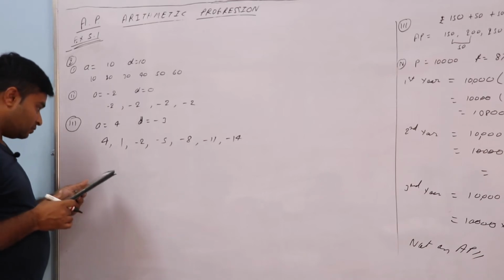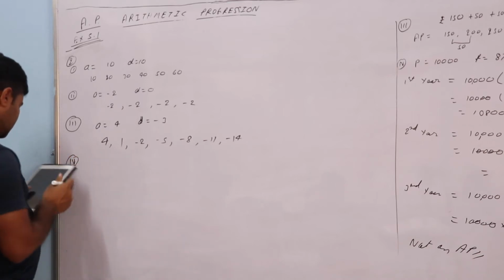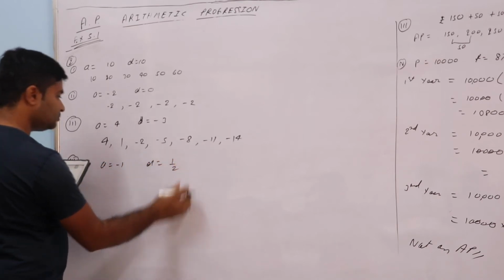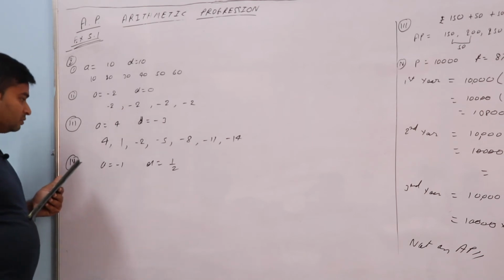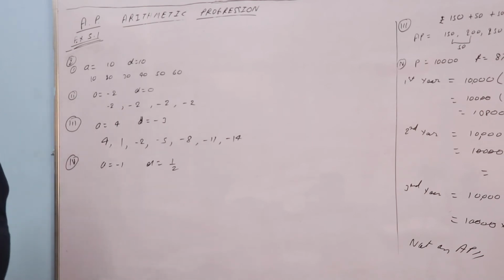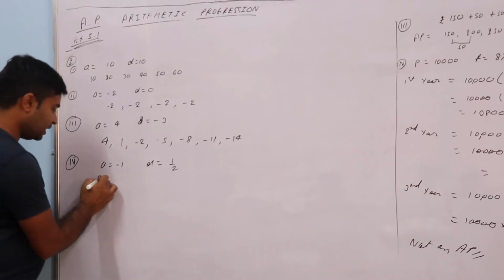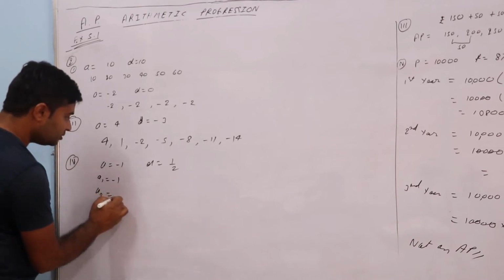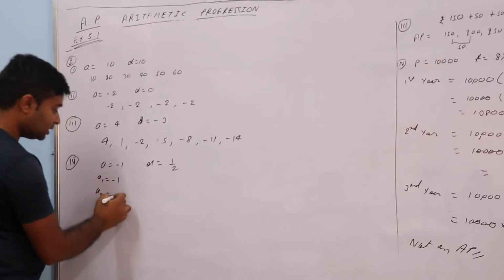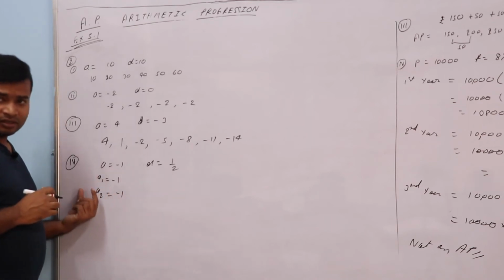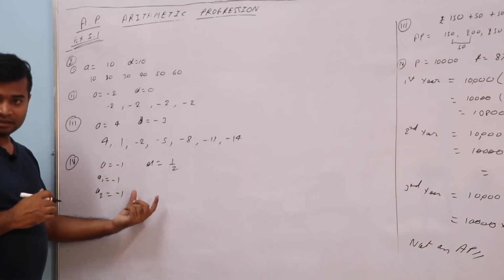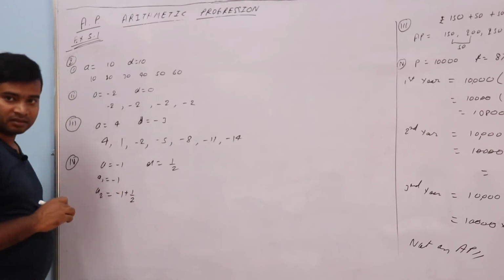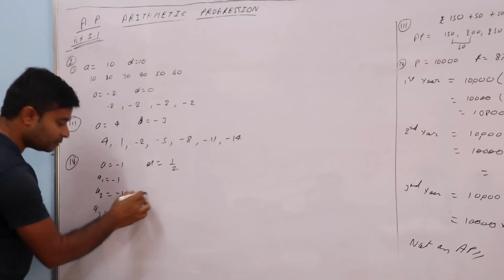Next, question number 4: A is equal to minus 1 and D is equal to 1 by 2. This becomes a little bit calculative, right? So do it. A1 is equal to minus 1. A2 is equal to this one plus D, so plus 1 by 2. A3 is equal to whatever you get in that, plus 1 by 2.